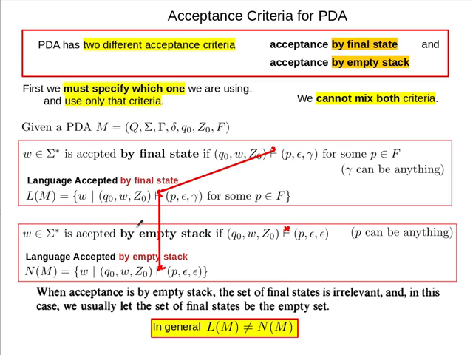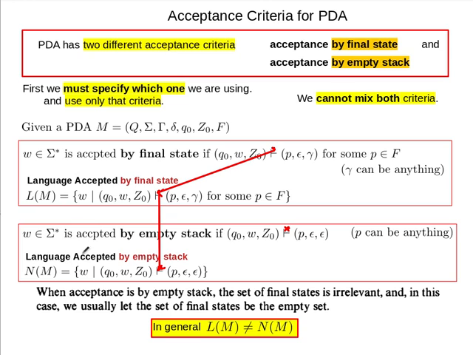So when you are saying that my PDA M is accepting something, you should always mention whether you are accepting by final state or empty stack. You should always mention that thing. And in fact we use two different notations to define these two languages, because these may not be the same, right? This is the set of all strings which you can accept by final state. This is the set of all strings that you can accept by empty stack. These two languages need not be the same. They can be the same, but they need not be.